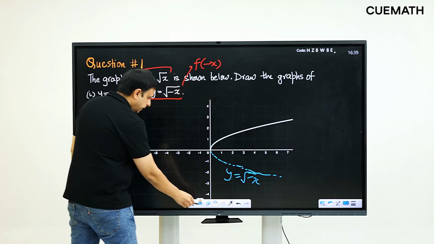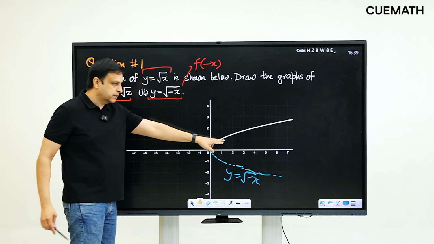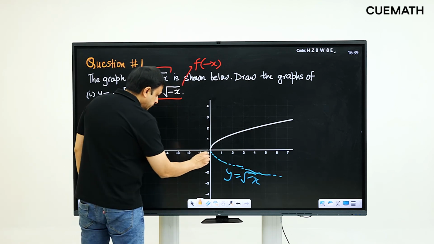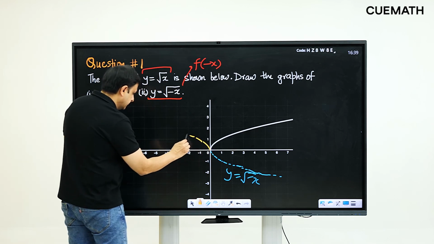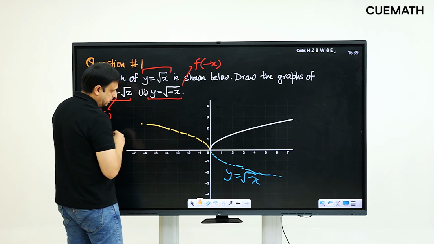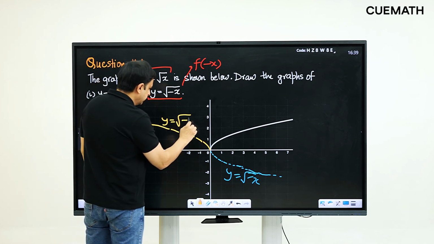And now, let us plot the graph of y equal to root of minus x. So, you take this graph reflected about the y axis. So, you should get something like this, and this is the graph of y equal to root of minus x.